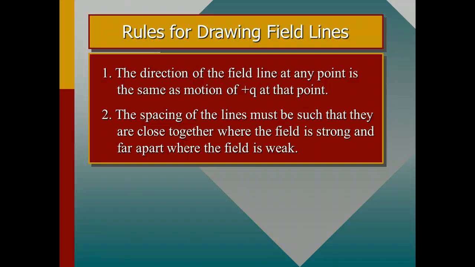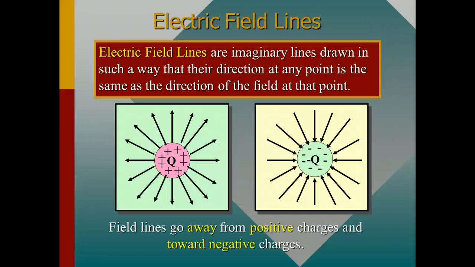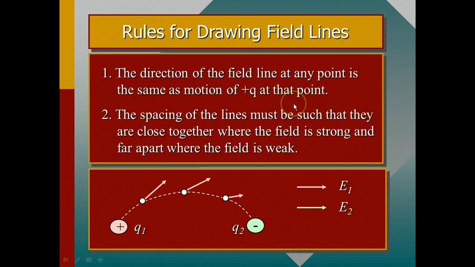So to draw field lines, we have to remember that the direction of the field line is the same as the motion of a positive charge at that point, and the spacing has to be such that they're close together where the field is strong and far apart where the field is weak. So if we look back here, the field lines are much closer together than they are out here. Same thing here. They're closer than they are out here where they're farther away. And so if we have a Q1 and a Q2, we know that the electric field from Q1 is going this way, and this way, and electric field from Q2 is going this way, and this way. So the result is that our electric field points something along those lines there.